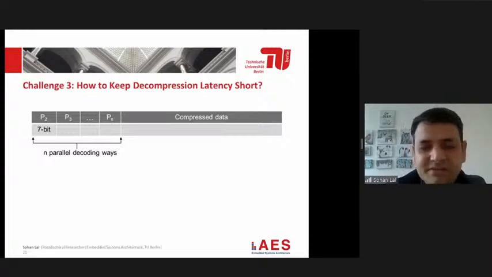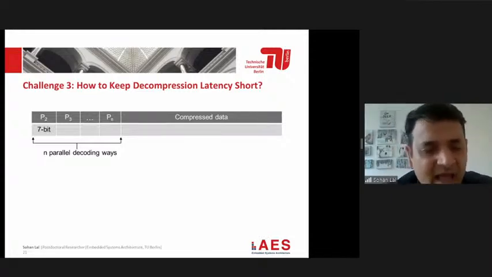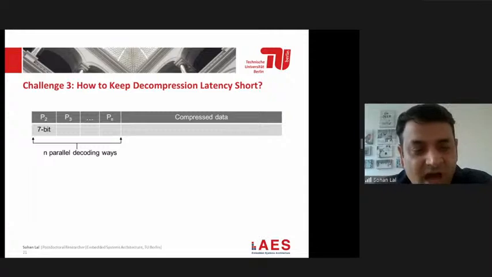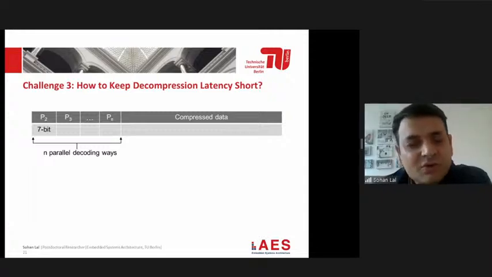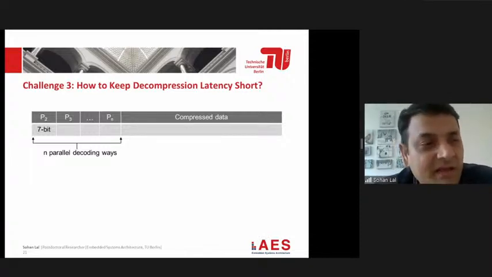But parallel decoding is not easy for entropy encoding based techniques, if you are familiar with that. The challenge here is that when you are doing decoding, the code words are of variable length. So you don't know the next symbol until you have decoded the previous symbol. There is no way to know. That's why the decoding in entropy encoding is serial.